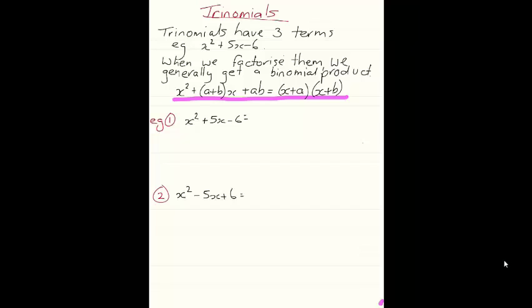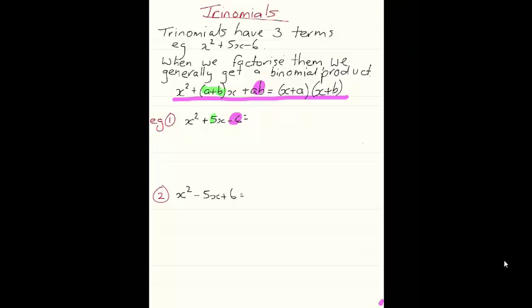So this term here, the minus 6, is our product, our ab. So we're looking for numbers that multiply to give us minus 6. And this term here, the 5, is our a plus b. So we're looking for numbers that when we add them together give us 5.